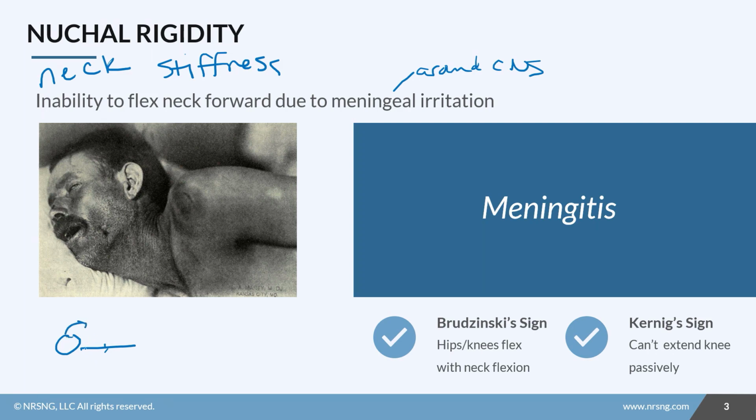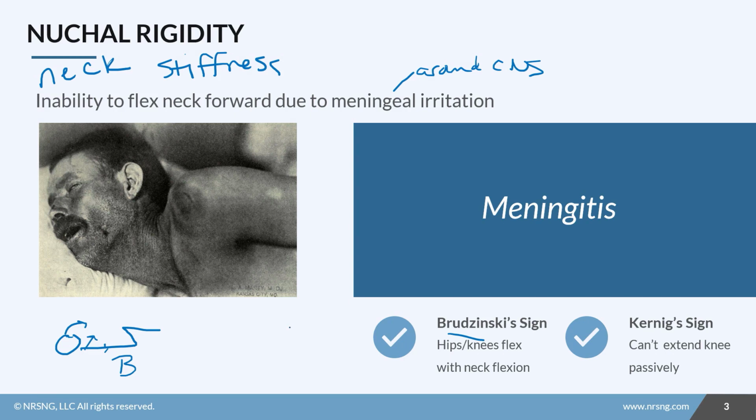And we'll either see that their whole torso and their shoulder comes up with it, or their knees will pop up towards their chest. That is called Brudzinski's sign. If you try to tilt their neck forward and their knees pop up to their chest, that means that there's so much rigidity in there that it hurts them to bend their neck, and their knees are going to pop to the chest to try to relieve some of that tension.